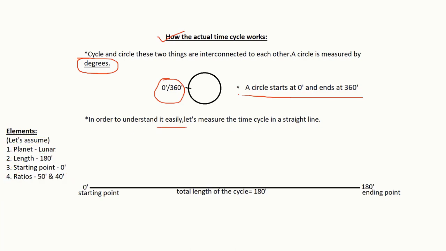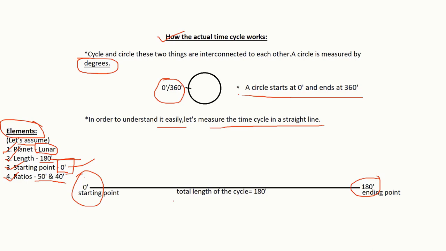In order to understand it easily, let's measure the time cycle in a straight line first. So this is a straight line. Imagine the straight line as a time cycle, which starts from 0 degree as the starting point and ends at 180 degrees as the length. So the total length of the cycle will be 180 degrees.